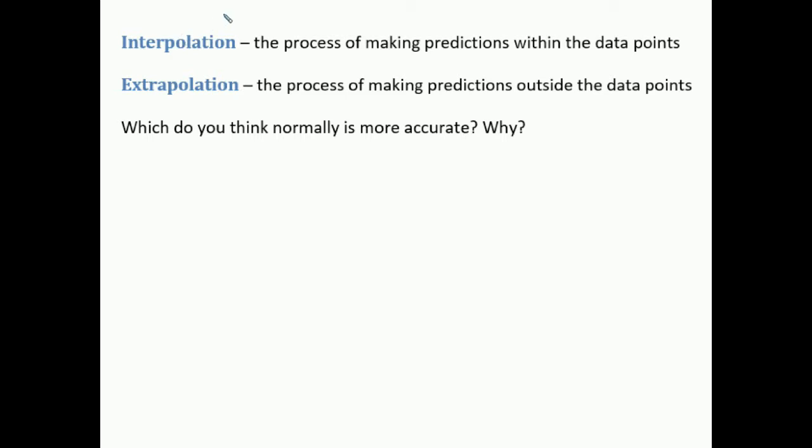There's two things that we can do with the data points. This is interpolation and extrapolation. Sorry about that. Interpolation is the process of making predictions within the data points. Extrapolation is the process of making predictions outside the data points.